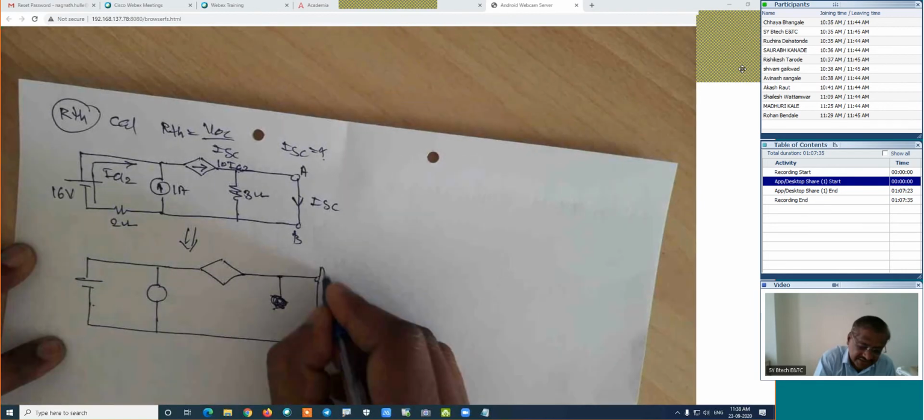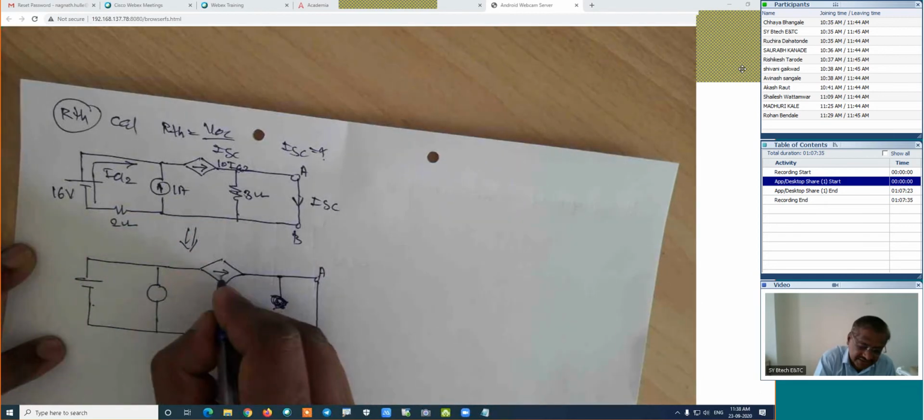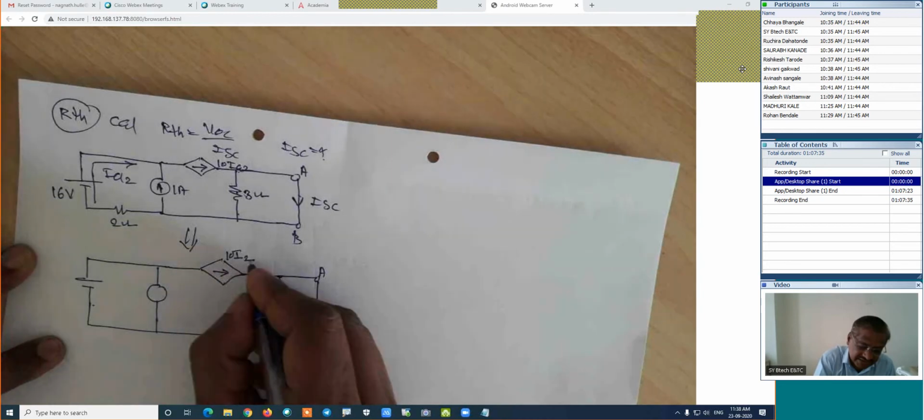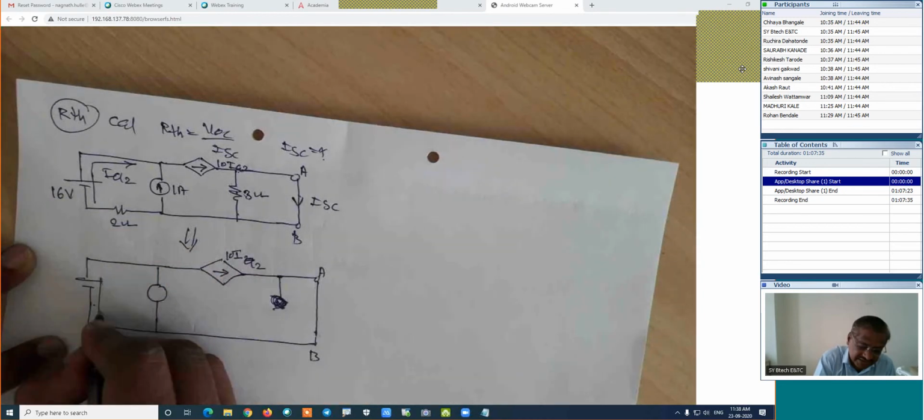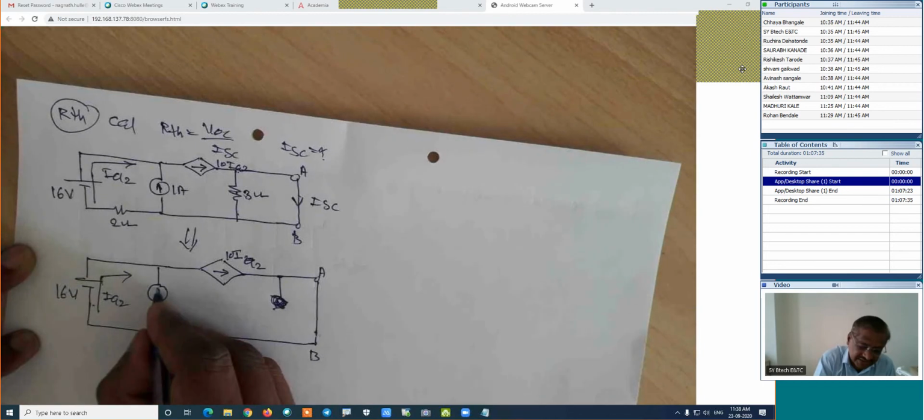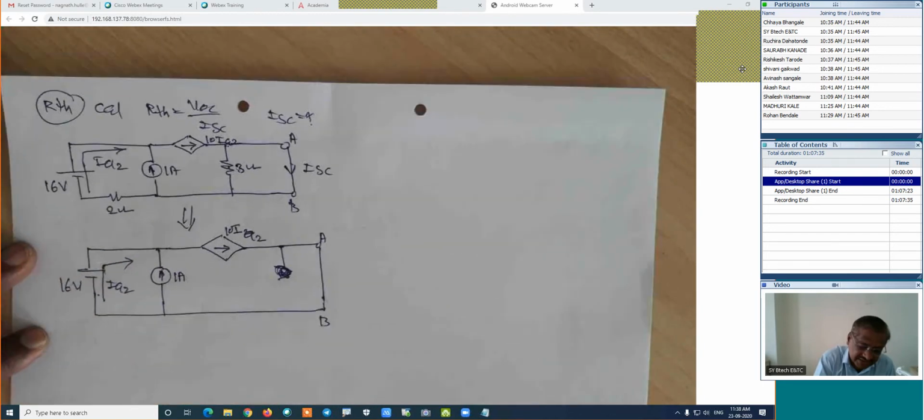This is point A. This is point B. Its parallel combination, this value is 10 into IA2. Sorry, IA2. 10 into IA2, because this current is the IA2. This is 16 volt. This is 1 ampere. Is it right? Again, we will use the similar principle here.